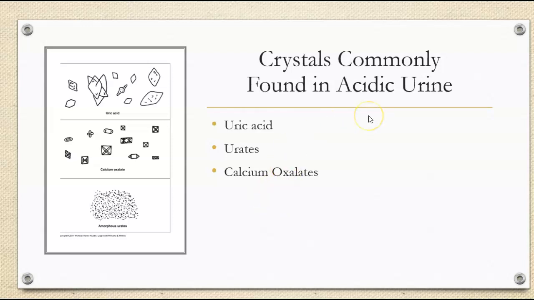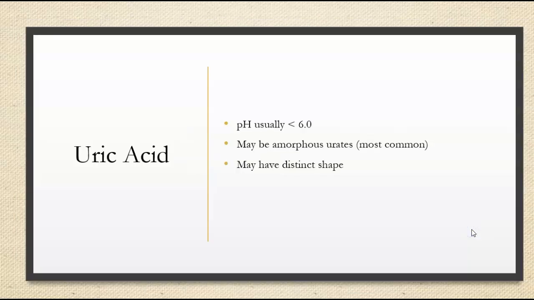The acidic crystals that we see are uric acid, urates, and calcium oxalate. We'll start, obviously, with amorphous urates, and then work our way into the other crystals as well. The amorphous urates themselves are essentially just, they look like dirt.